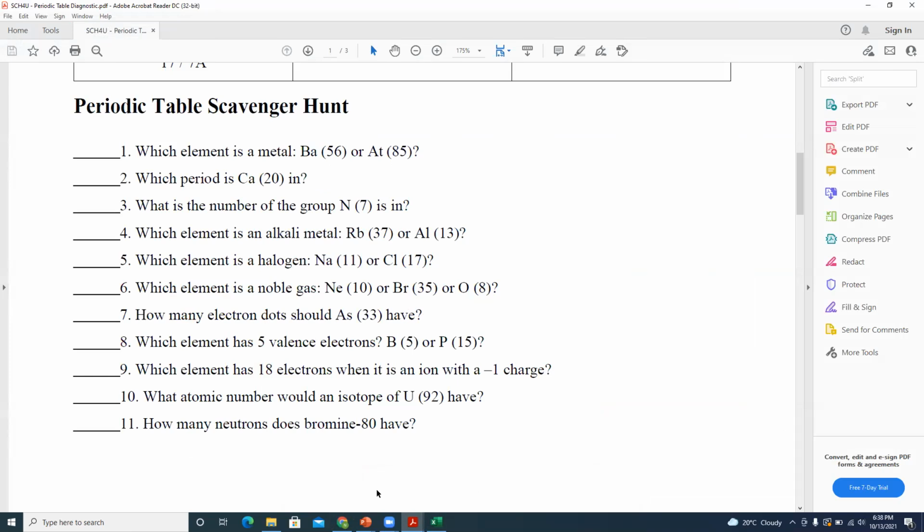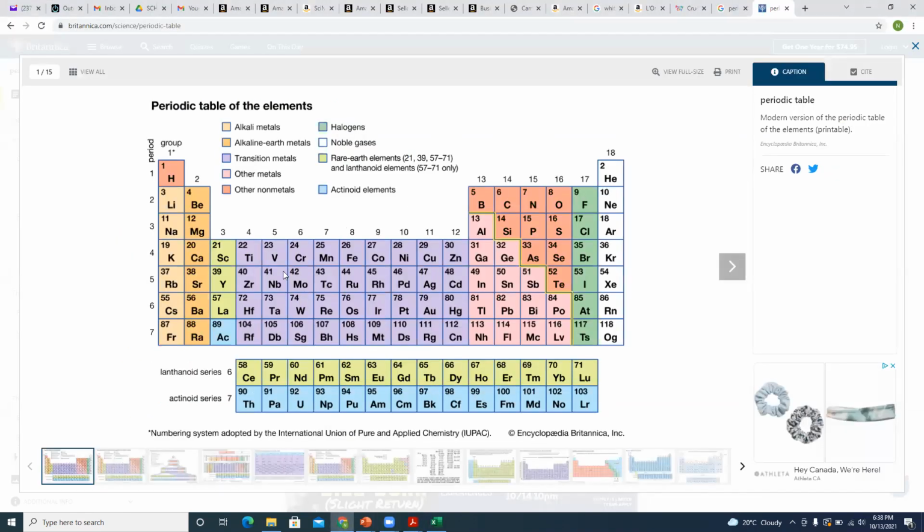And how many electron dots should arsenic 33 have? Let's see. Arsenic 33. So let's find it. Boom, there it is. So how many electron dots should this one have when you're doing a Lewis electron dot diagram? Any ideas? 5, exactly, just like nitrogen would, just like phosphorus would.